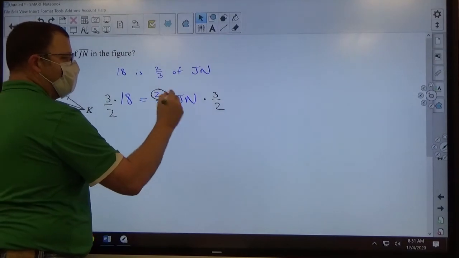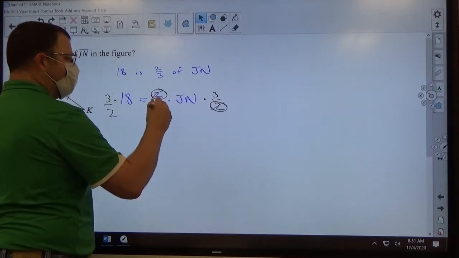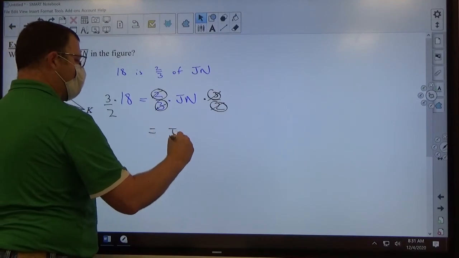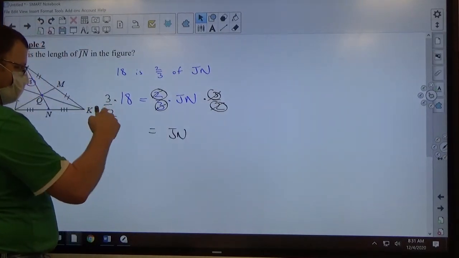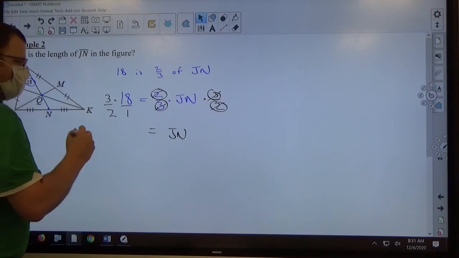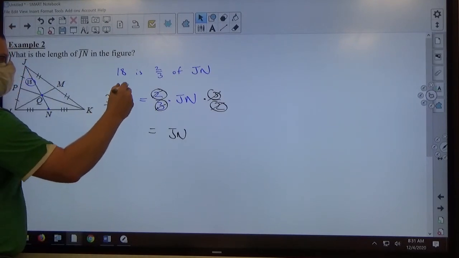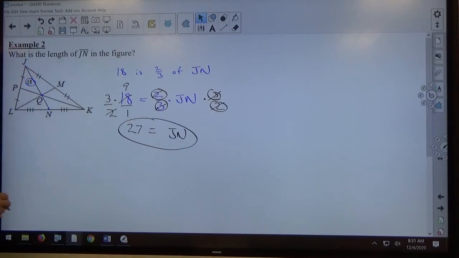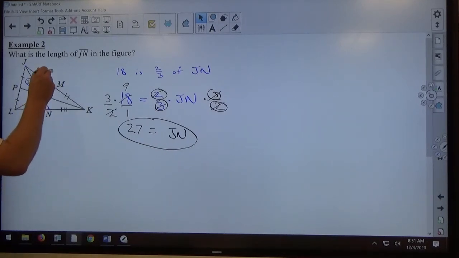So 2 and 2 cancel, 3 and 3 cancel, and we're left with JN all by itself equals, and then here 18 over 1, we can reduce first. 2 goes in 18 9 times, 3 times 9 is 27. So JN is 27.